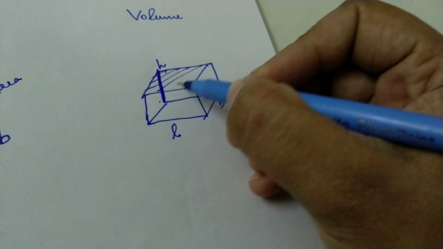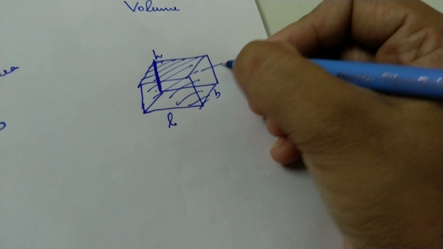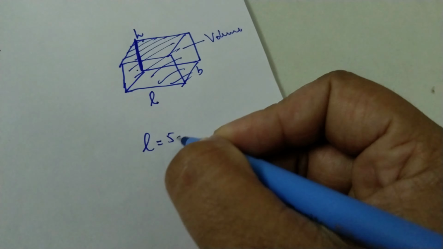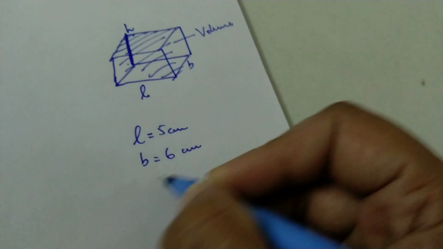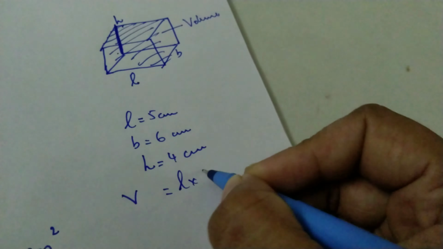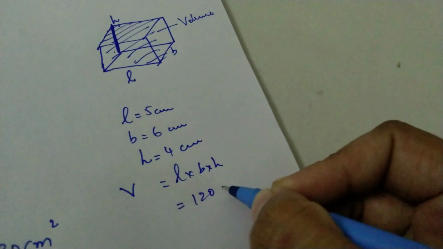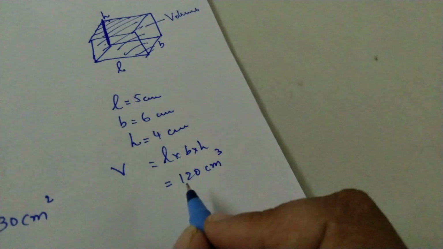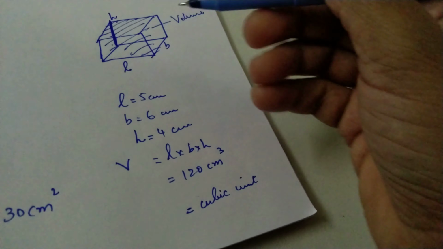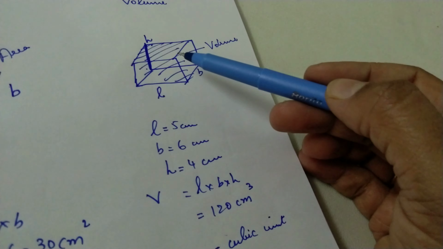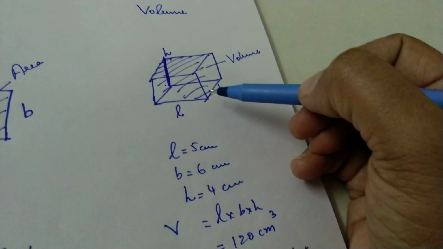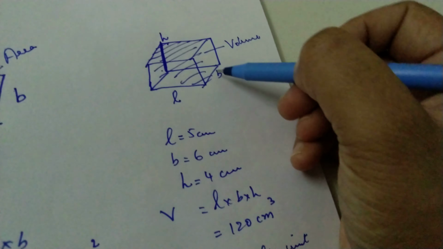Hence, the space inside this figure is nothing but volume. Unit: let us consider an example, length is equal to 5 centimeter, breadth is equal to 6 centimeter and height, the third dimension, be 4 centimeter. Volume is nothing but length into breadth into height, which is 120 centimeter cube. So the unit of volume is cubic unit. The shape is, you get a solid figure. Then the definition can be said as the amount of space within the solid figure, or in other words we can say it as the capacity of the solid.